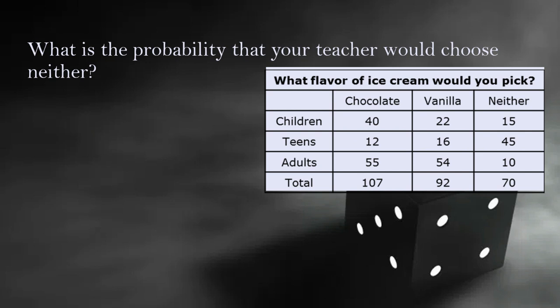What's the probability that your teacher would choose neither? Well, I have to tell you, I am not a child or a teen. I am only an adult. So we're just looking at the adults section here. And the probability that I would choose neither is a 10 out of, and then if I add 55 plus 54 plus 10, I get 119.